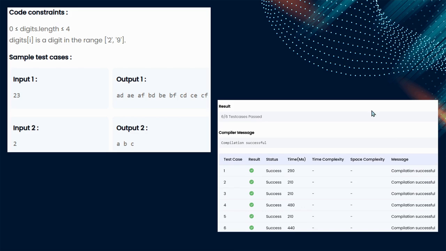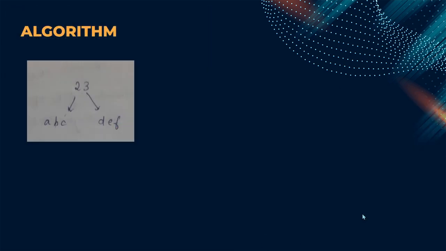When we ran this code, all these test cases got passed. Now let's look into the algorithm. The algorithm should follow something like this: when a string is given, the digits should be extracted. From those extracted digits, the corresponding mapping should be taken. For 2, ABC should be taken. For 3, DEF should be taken.